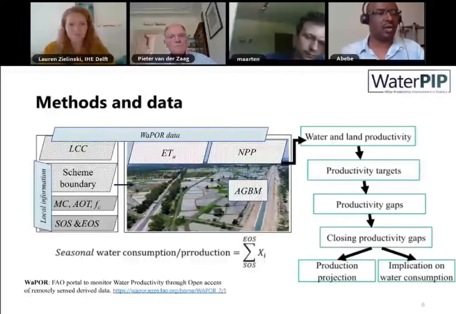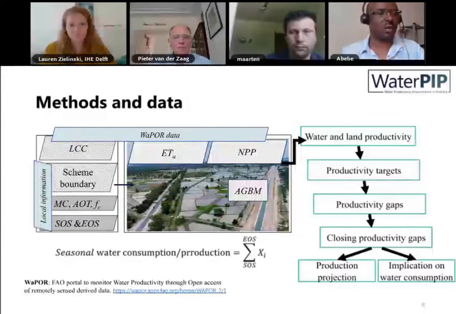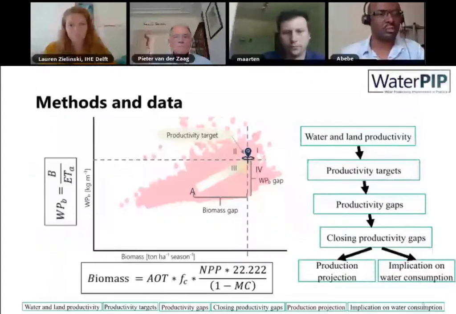Next, we calculate the water and land productivity, followed by identifying the productivity target in that area, and then assessing the productivity gaps. Eventually, we showed how closing productivity gaps has implications for production as well as for water consumption. In fact, this is supported with calculation equations, which I will explain here.